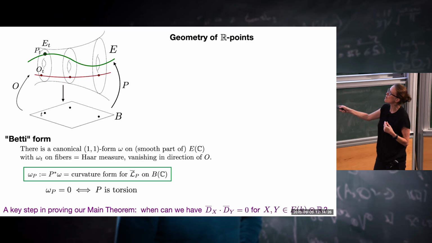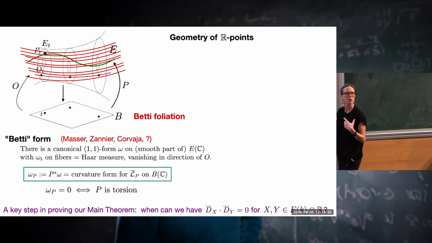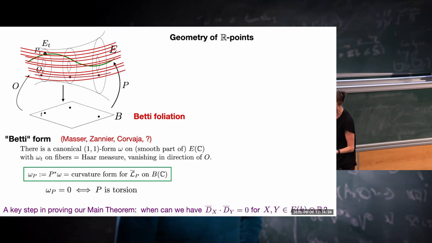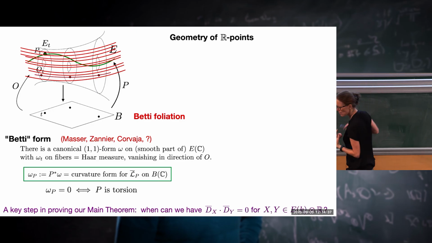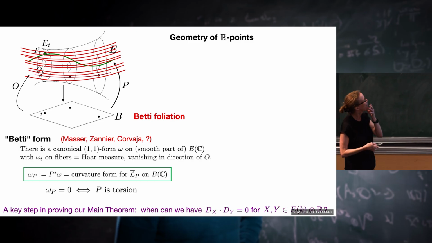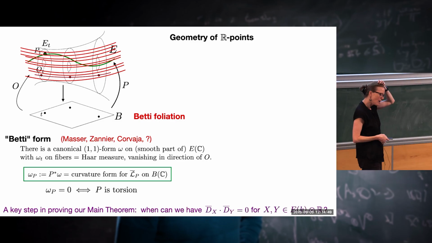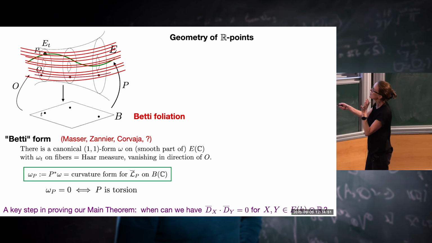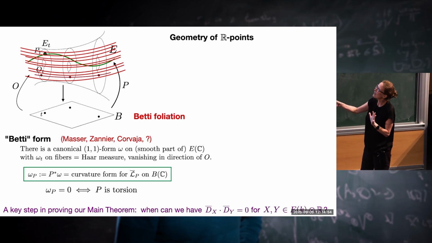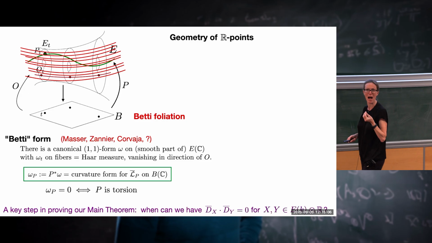And I'm calling it here the Betti form because I think it is associated to the Betti foliation of this family of elliptic curves. I have a question mark here because I wasn't sure who to attribute the sort of study of the Betti coordinates and the Betti foliation in the context, especially, of unlikely intersection problems. But in any case, let me just say I'm calling it the Betti form because it is exactly the natural 1-1 form that you get from pulling back the standard, in this case dx dy, from the Betti map, as it were.